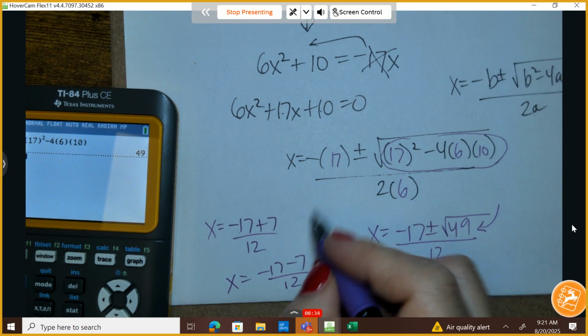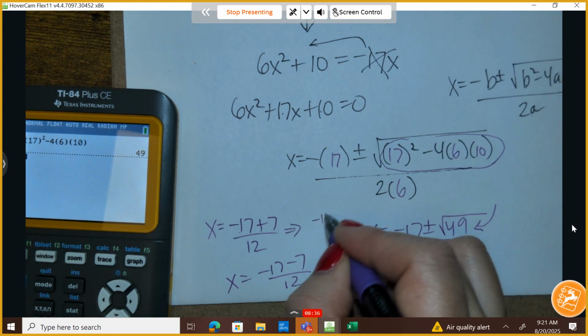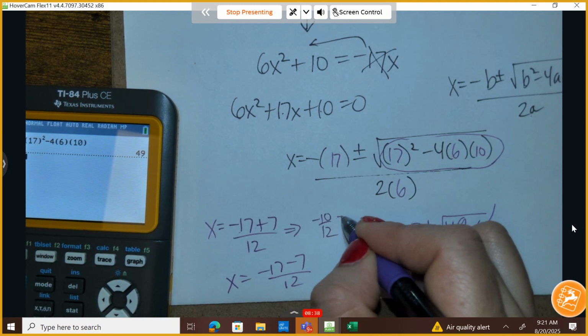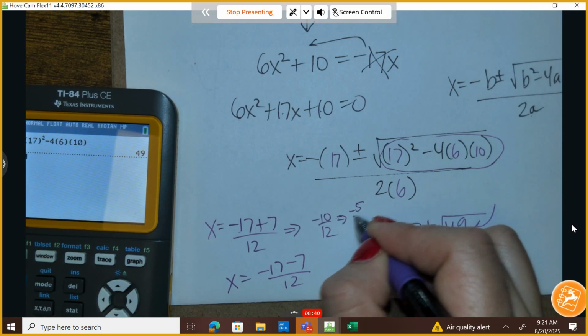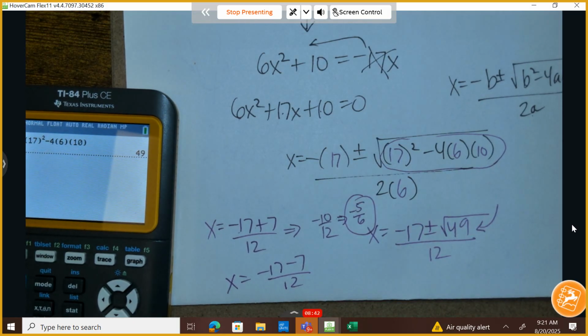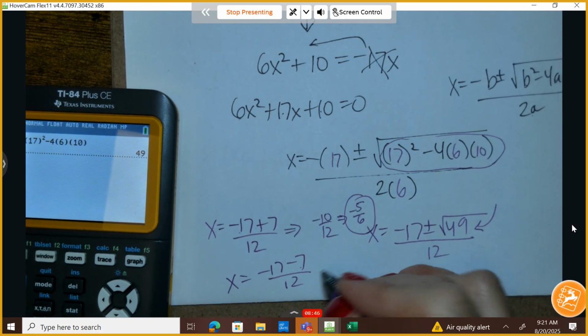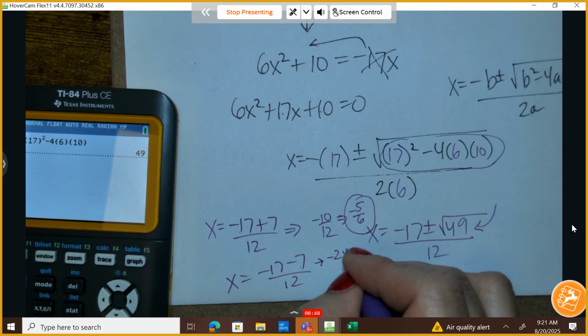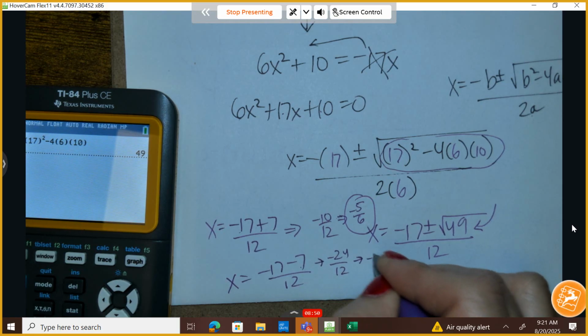So negative 17 and positive 7 is negative 10 over 12. We know that reduces, divided by 2 and divided by 2, to negative 5/6. Here I have negative 17 and negative 7. That's going to be negative 24 over 12. That's going to reduce to negative 2.